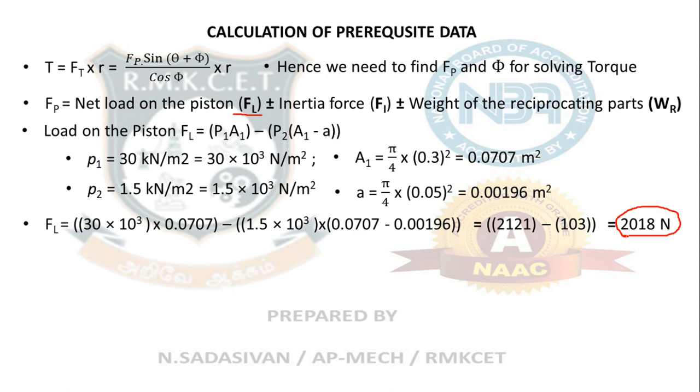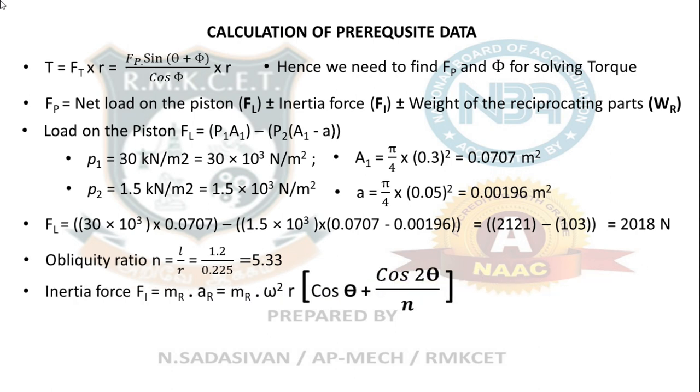Okay, next. Now the obliquity ratio is required for solving acceleration, n equal to L by R. So 1.2 divided by 0.225, 5.33, n is 5.33. Okay, so what is the formula for inertia? Mass into acceleration, mass of the reciprocating parts into acceleration of the reciprocating parts, m r into omega square r, cos theta plus cos 2 theta by n.